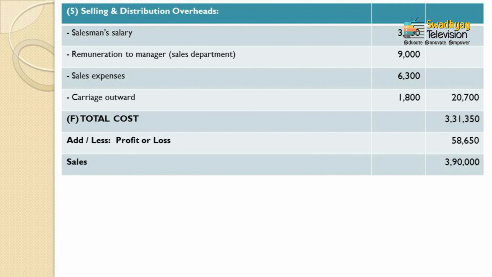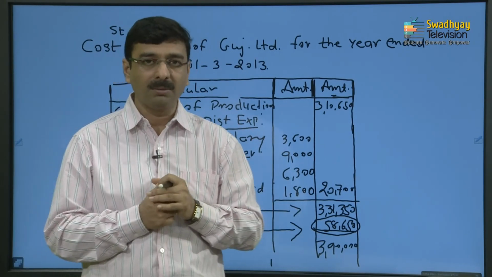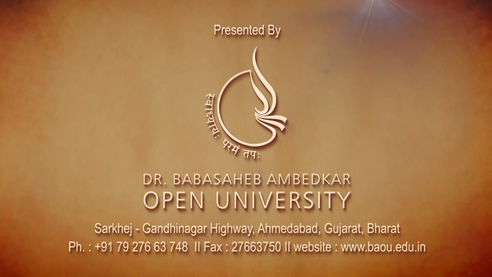In this question we have a profit because the sales is a higher value than the total cost, and that is why we determine a profit. This is the end of the first question, the problem of cost sheet. Thank you.